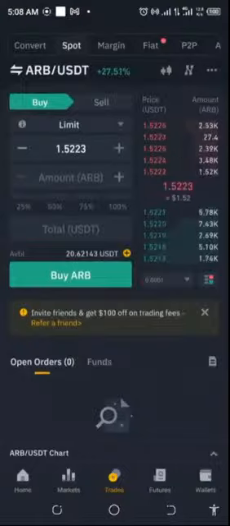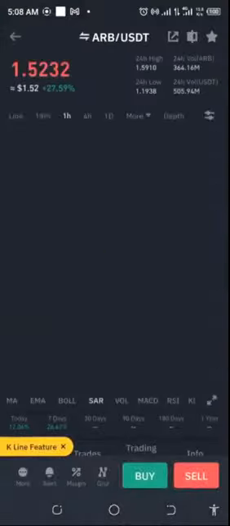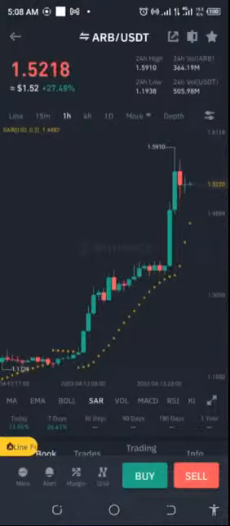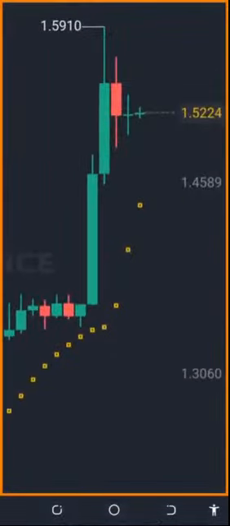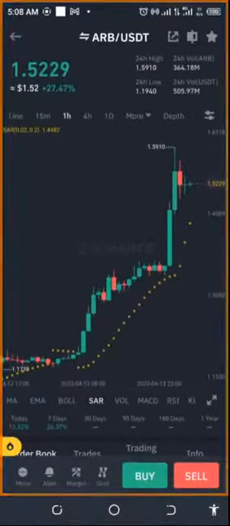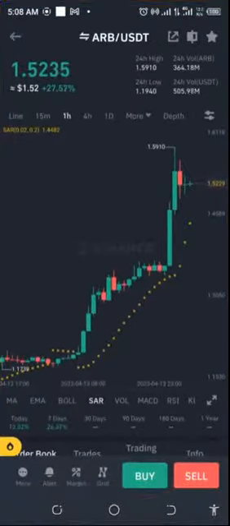Or before we go and check, let's look at the chart. You can see here that it actually pumped. It went beyond and then it pumped. This took about 3 to 3.5 hours for this trade to get executed.